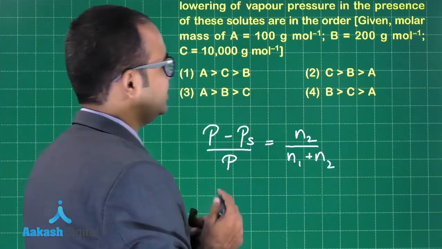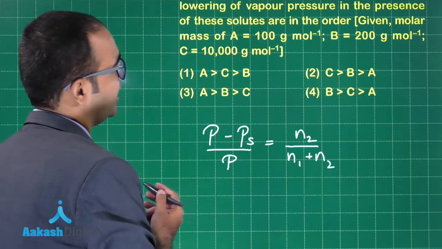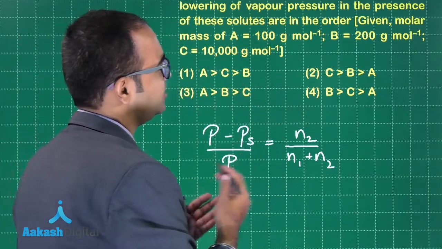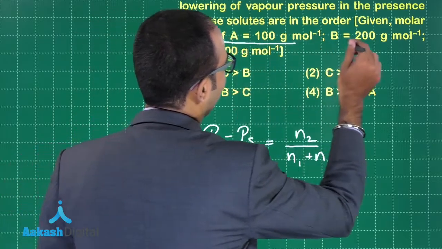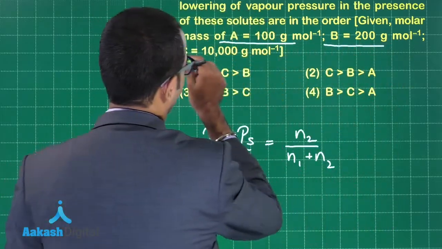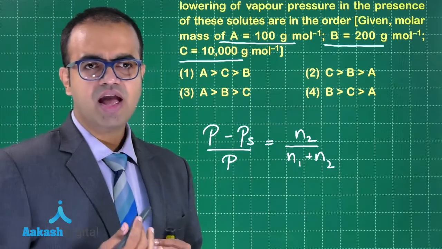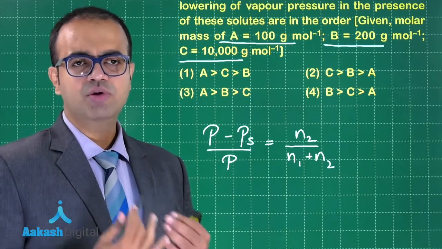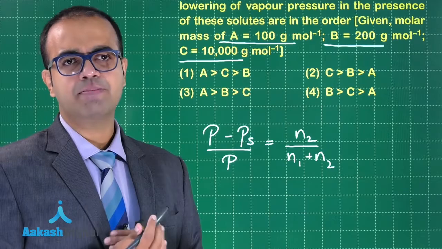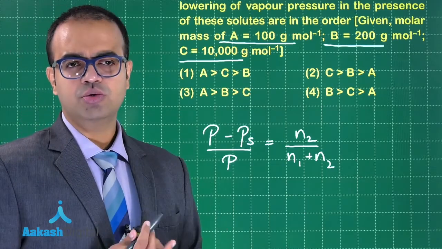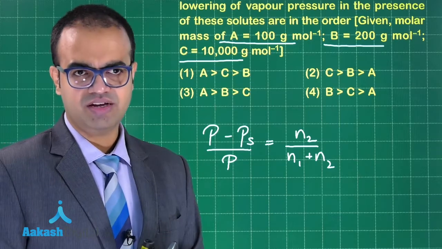So for this, what do I know? I know that the mass is the same, okay, and what is different? Molar masses are different, guys, okay. And if I'm talking about a colligative property, and you are talking about relative lowering of vapor pressure, then what would happen? Colligative property is inversely proportional to what? To the molar mass, right?